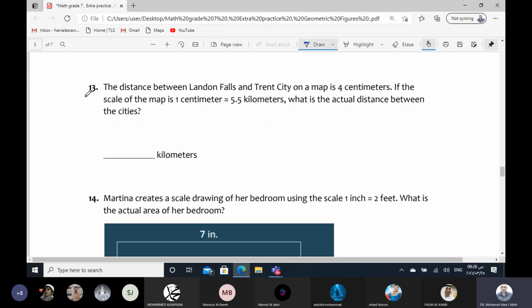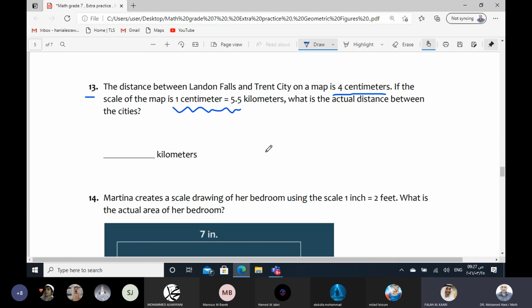Who can read exercise number 13, please? Okay. The distance between the two cities on a map is 4 centimeters. If the scale of the map is 1 centimeter equals 5.5 kilometers, what is the actual distance between the cities? Great. You have 2 minutes. Read it again and tell me the actual distance between the cities.